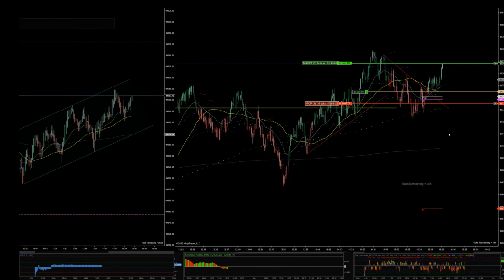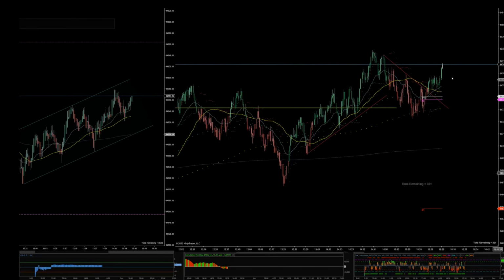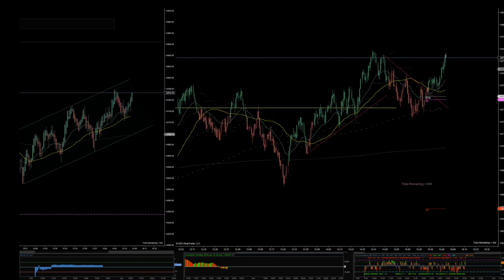And it was a pretty fast move. I didn't have to wait that long, and my target was on that first high here. It could have been the second high also, which they did right after my profit target.